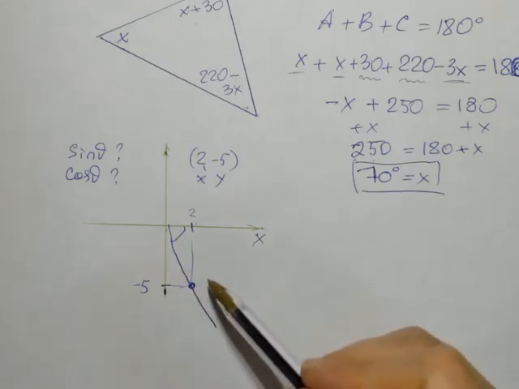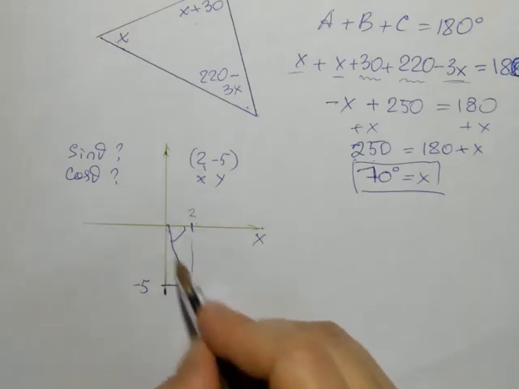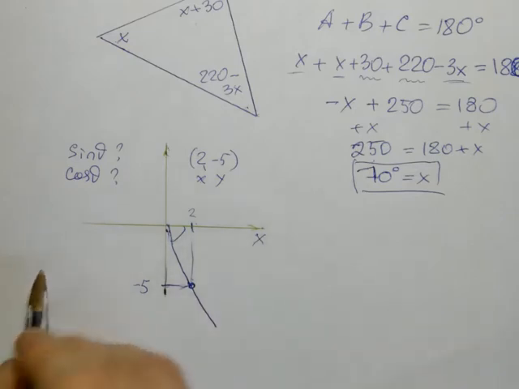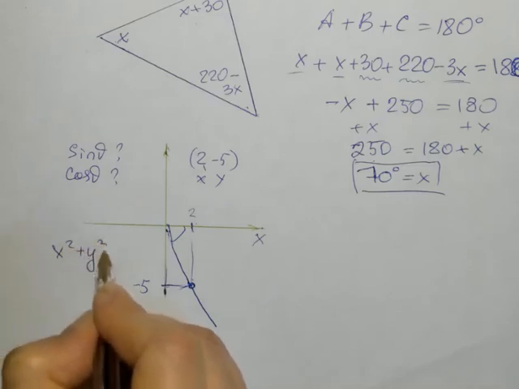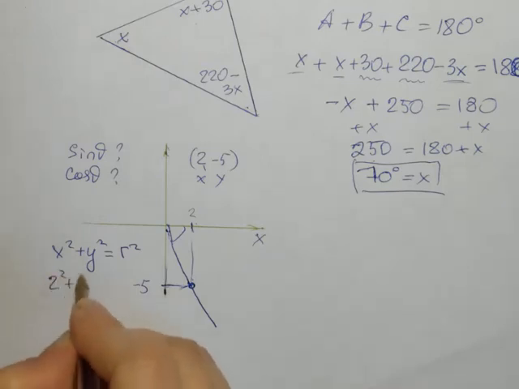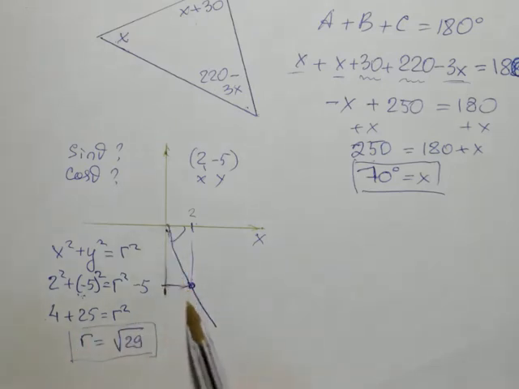To find sine or cosine, we need one more value. We need to find r. We can consider one of these right triangles and write the Pythagorean theorem for this triangle. X squared plus y squared equals r squared. 2 squared plus -5 squared equals r squared. Negative squared is always positive, so we have 4 plus 25 equals r squared. So r equals square root of 29. Of course, we take positive square root because distance can be only positive.